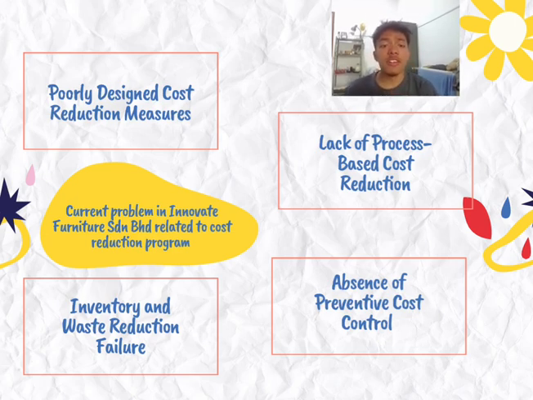Third, the company failed to reduce inventory and waste. Poor demand forecasting and unclear sales projection caused overproduction and excess inventory. This led to higher storage costs, tied up cash flow, and inefficient use of space, which contradicts the goal of cost reduction.